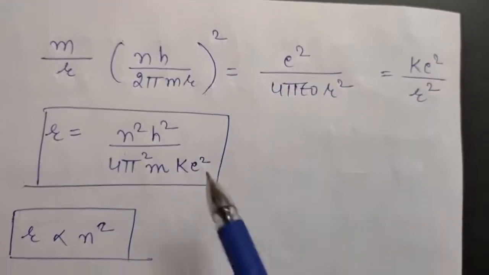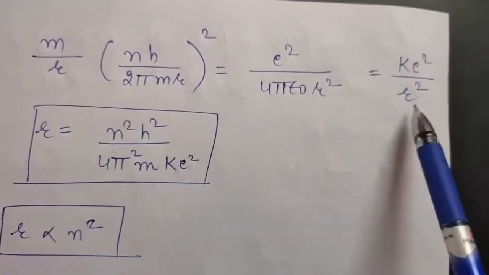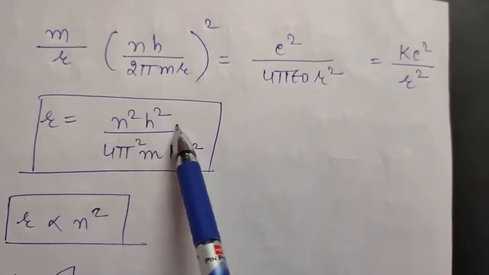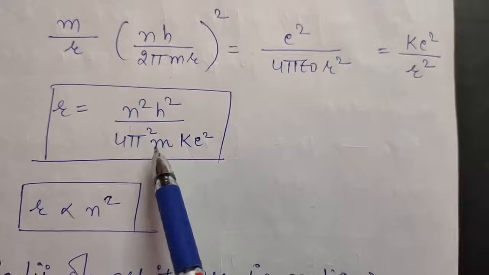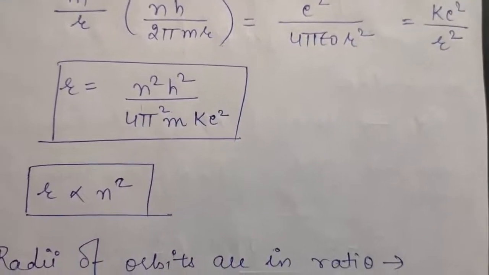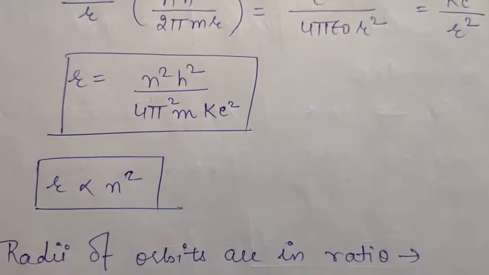So from this and from this, you can easily calculate r. That will come to be n square h square upon 4 pi square m into k e square. And remember, this is for hydrogen. Therefore, we have considered Z equal to 1.